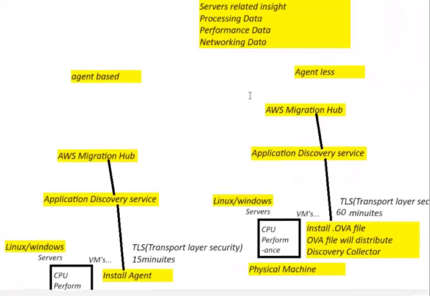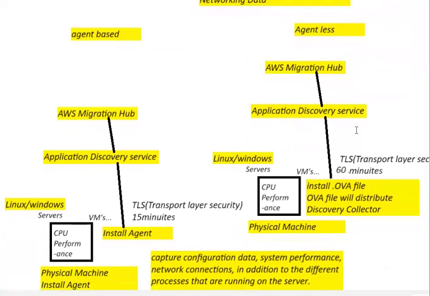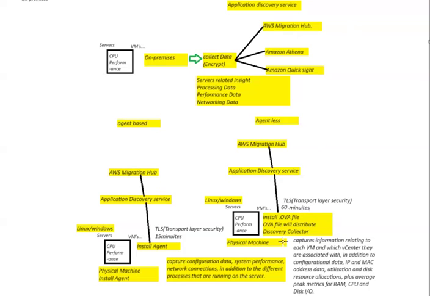So I hope you understood this video. One more important point: this agentless discovery service will capture the information related to each VM and the vCenter they are associated with. In addition, the configuration details, IP addresses, MAC addresses, utilization and disk resource allocations, plus average and peak metrics for RAM, CPU and disk IO. All these details will be captured in agentless discovery service.